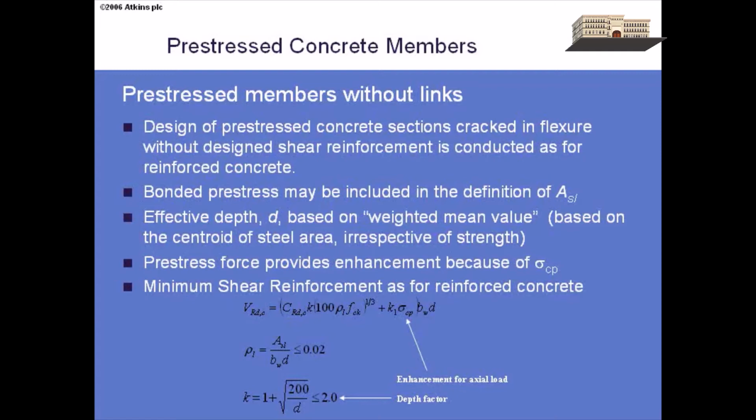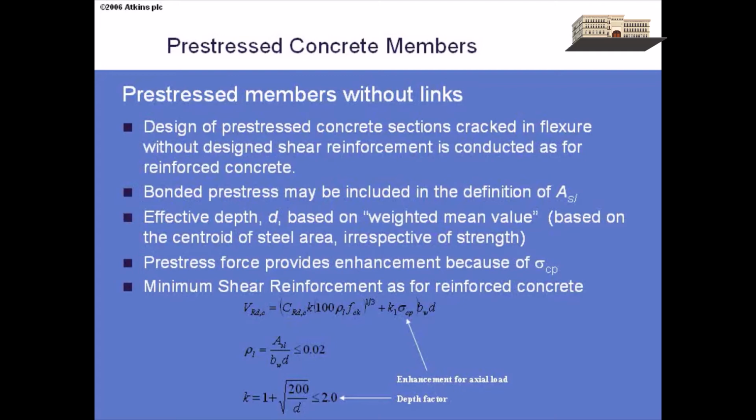When you come to calculate the ASL, the area of steel, you can include bonded pre-stressing in that, but only if it's bonded. If it's unbonded, you can't consider it. And if you've got combinations of pre-stressed steel and untensioned steel, then when you calculate the effective depth, you can use a weighted mean value based on the centre of the steel area irrespective of the strength, which is the same definition that we had in BS 5400. So we don't need to weight on the basis of the strength.